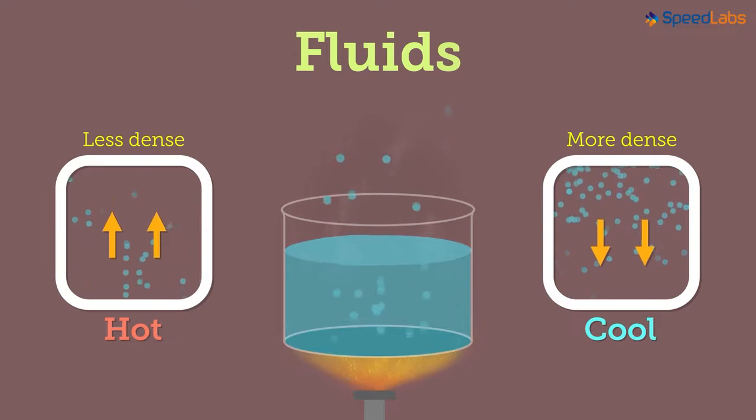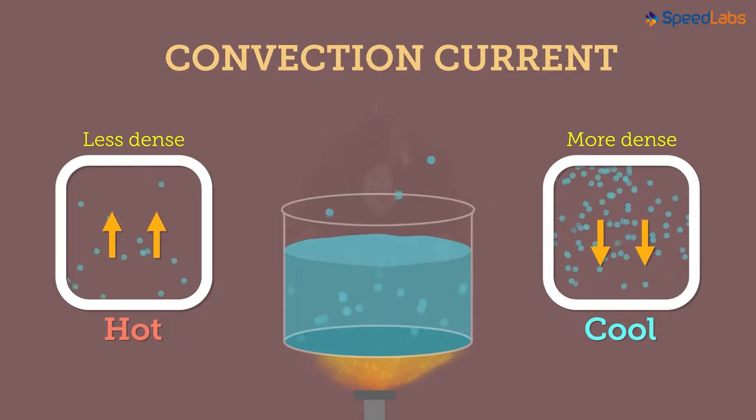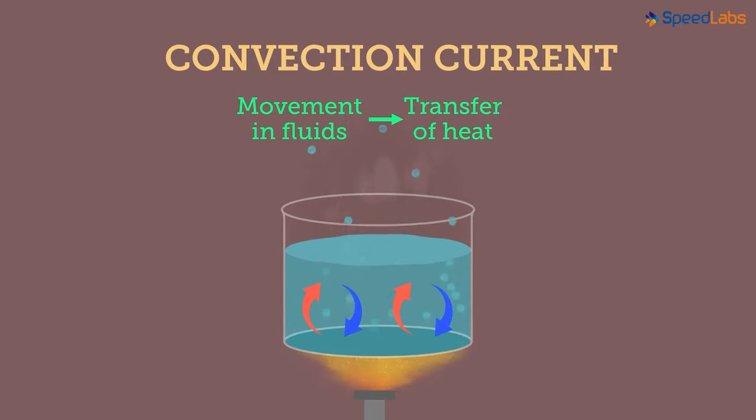This up and down motion of the heated fluids is called convection current. It spreads the heat in a circular up and down pattern. So the actual movement of fluids is the main cause of heat transfer. Let us do an activity which supports our discussion.